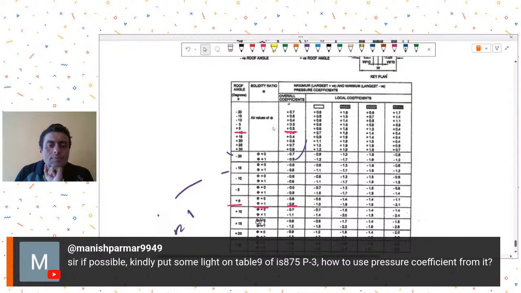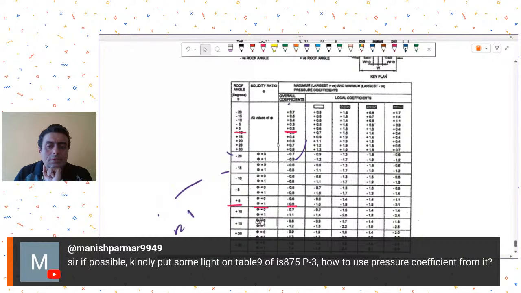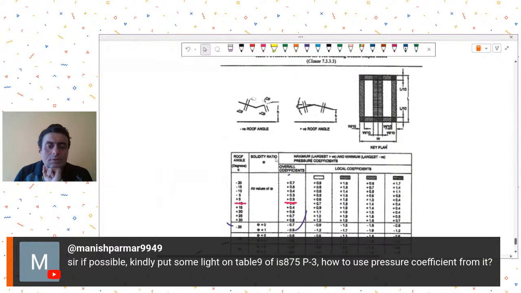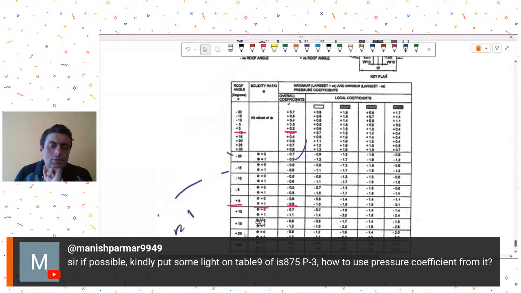Roof angle, all values of phi. So our phi is 1. So for plus 5, it is given plus 0.3 overall coefficient. And if I were to look from here, it is given minus 0.9. So I think you will have to take this value. My roof angle was plus 5. Solidity ratio is 1. You will have to take this as your wind coefficient Cp.